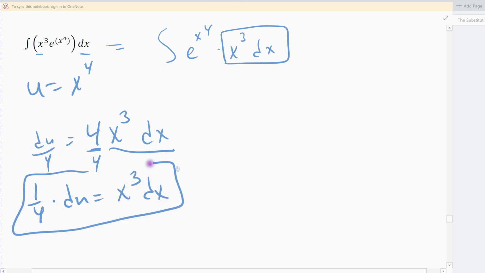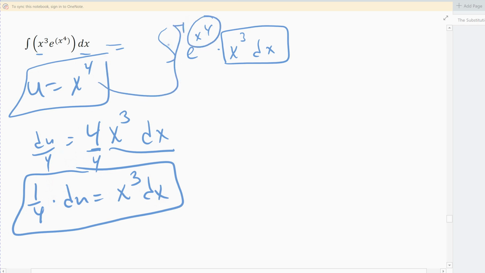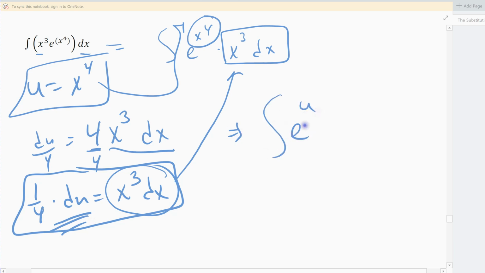And so this is what I'm going to substitute out. So I'm going to replace the x to the 4th with u. I'm going to replace the x cubed with a 1/4 times du. And so when I do my substitutions, I get e raised to the u. I don't just replace that with du, I still have a constant 1/4. So there's a 1/4 du.